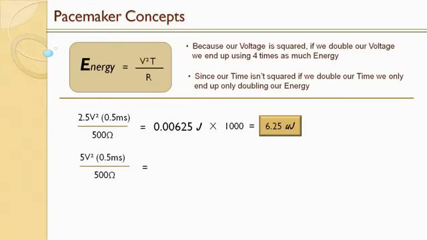Next, if we double our voltage, we would have 5 volts squared times 0.05 milliseconds divided by 500 ohms, and we'd get 25 microjoules.